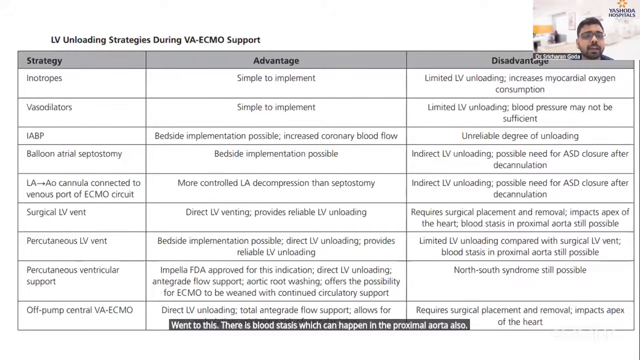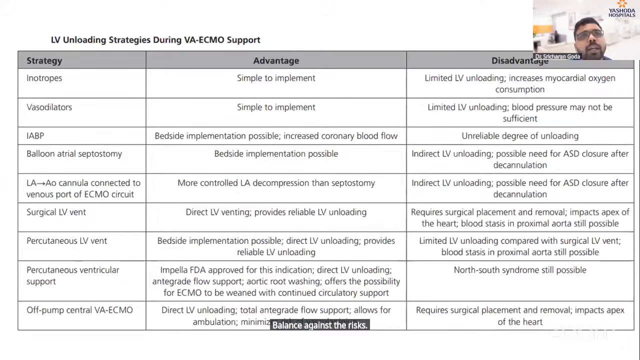So percutaneous ventricular support, Impella or ECPella, can provide reasonably good LV venting. We should be careful about the harlequin syndrome, which can happen if we are venting with an Impella. The troubleshooting part is that we should come down on the flows of the Impella if the patient is developing north-south syndrome. We also have to remember that Impella is associated with increased platelet consumption and increased bleeding-related complications, but that is something we have to balance against the risks.